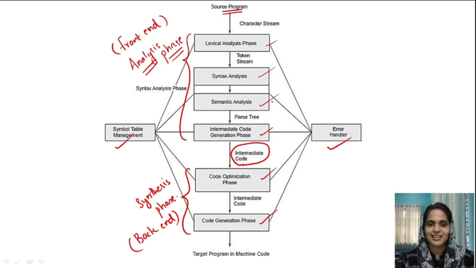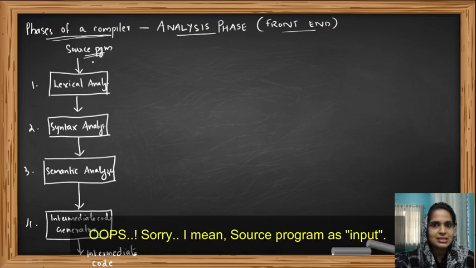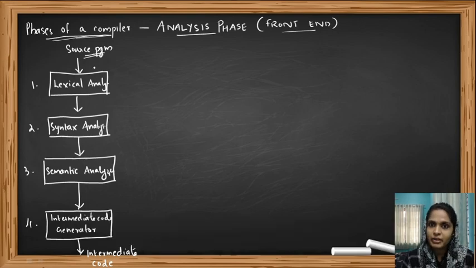So let's start. The analysis phase consists of 4 phases. First one is the lexical analyzer. Second one is the syntax analyzer. Third one is the semantic analyzer. And finally, the fourth one is the intermediate code generator. To the first phase, we will give our source program as the input. And this source program will be translated to different forms after each of these phases.